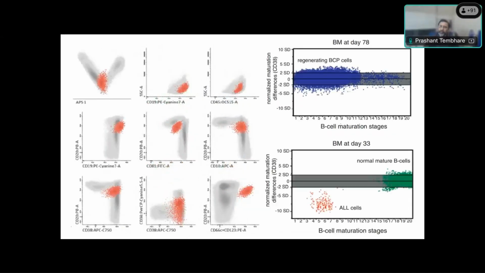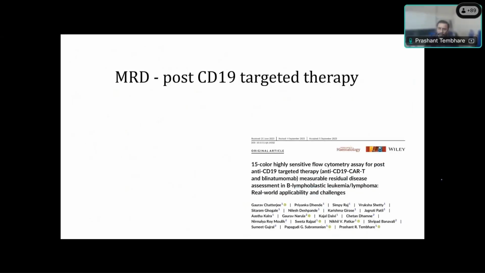Okay, so this is what they do. They use all normal cells from the regenerating bone marrow. They normalize the level of expression of all markers, and anything which is going beyond 3SD is considered as abnormal. For example, here you can see for CD38, which is indicated in the APS or the principal component analysis. Now coming to the next.